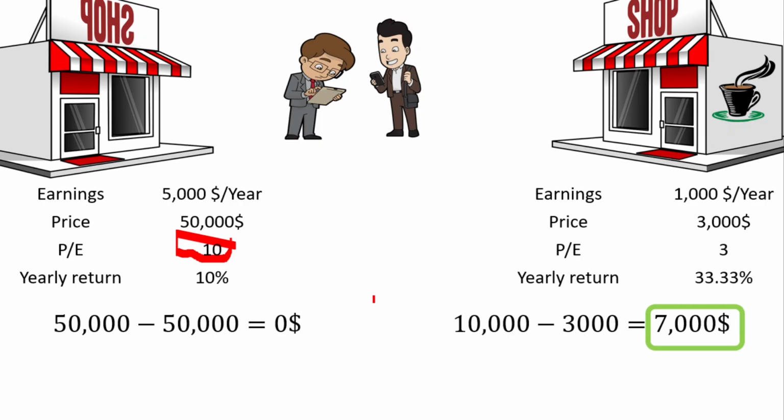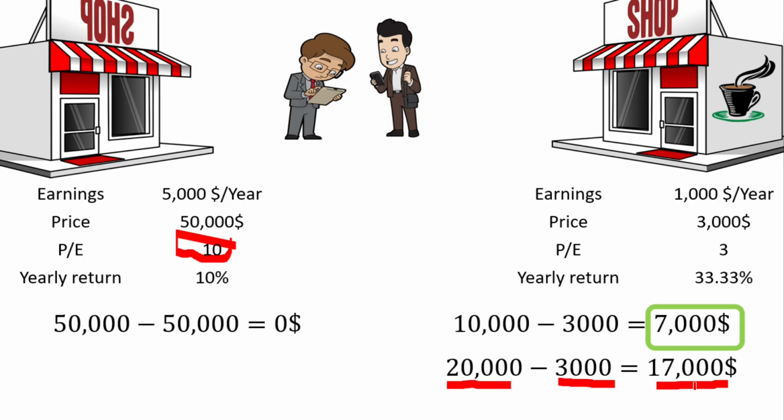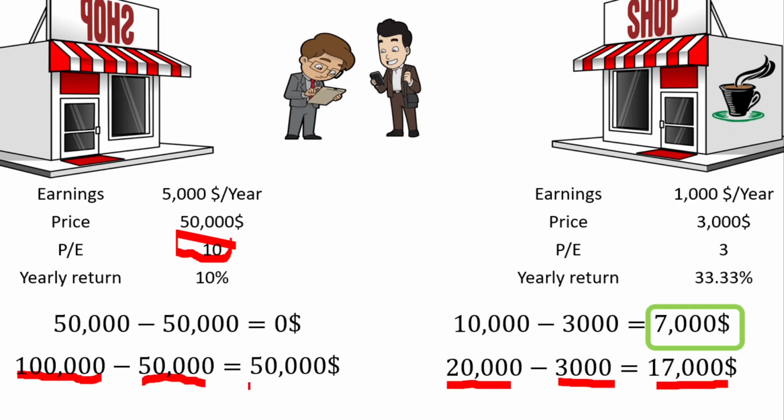But what happens if I invest my money for 20 years? Well, in the case of Joe's coffee shop, making $1,000 per year will give me $20,000 minus the initial investment of $3,000. I come up with $17,000. Not bad. Let's check Dan's coffee shop. After 20 years of $5,000 per year, I'm going to get $100,000. Minus the initial investment of $50,000, my profit is going to be $50,000. Well, in that case, it looks like Dan's coffee shop is better.